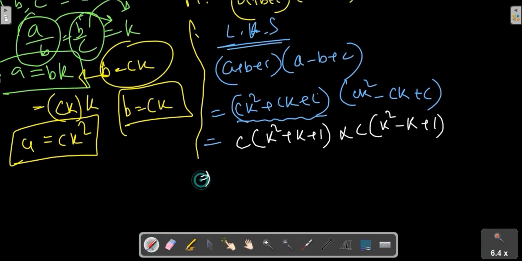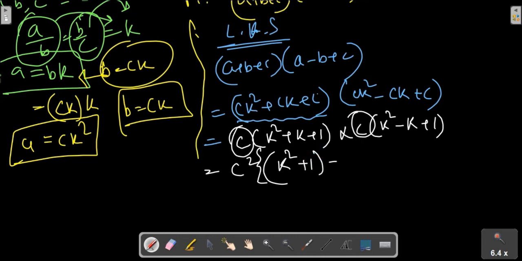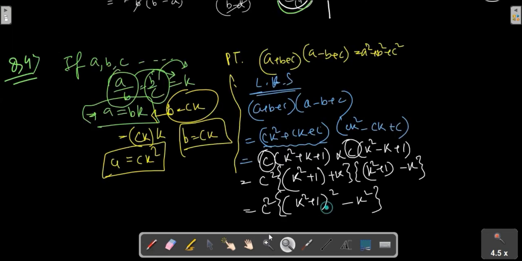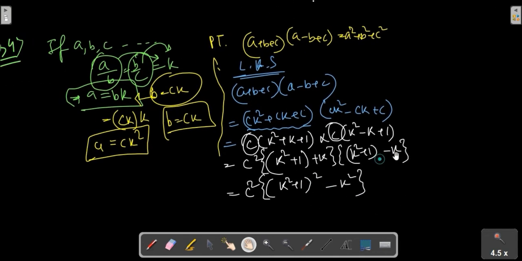So what we can do now, it would be C into C, it would be C square. And these terms I want to write in a second bracket, so K square plus 1 plus K, then here K square plus 1 minus K, right? I hope all of you have visualized now. One formula has come, A plus B into A minus B, so it would come like this, A square minus B square. So something like this we have got from the LHS part, right? Let us move on to the RHS section and let's see what else I can get.